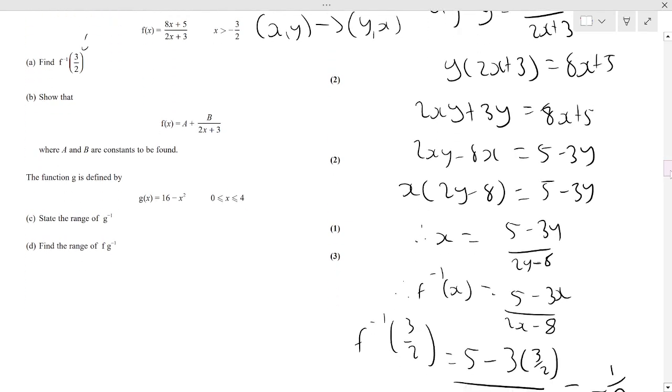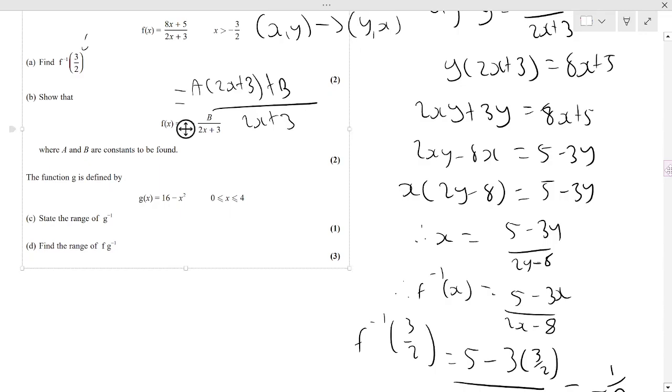And then part B says now we need to show f of x can be expressed in this form here. Again, there are two ways of going about this. Either you could do it directly, kind of like partial fractions. You could just combine them together, so you could say a over 2x plus 3 plus b over 2x plus 3.